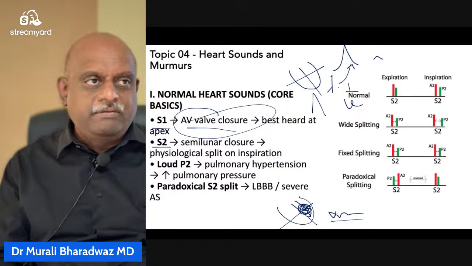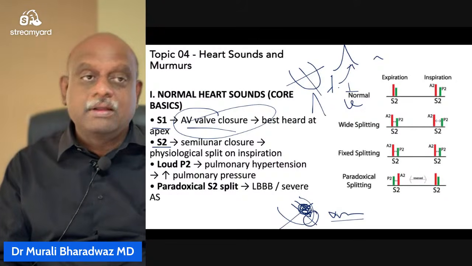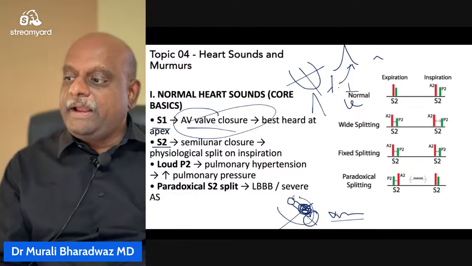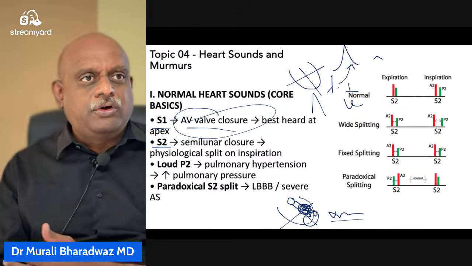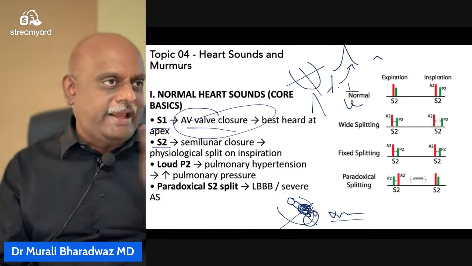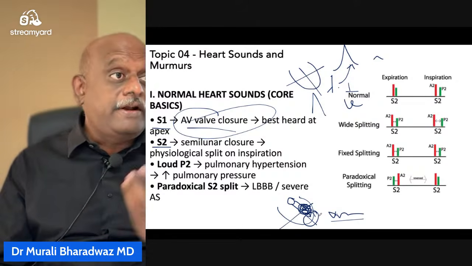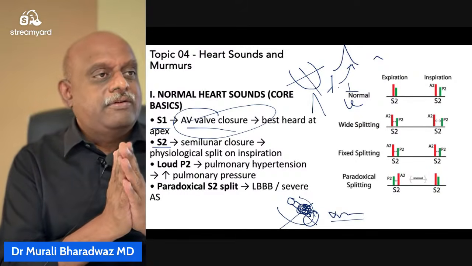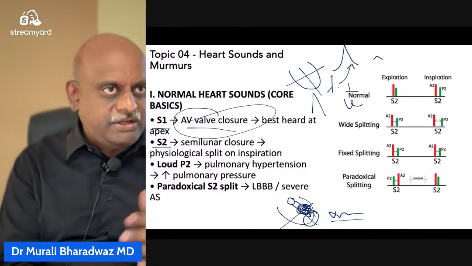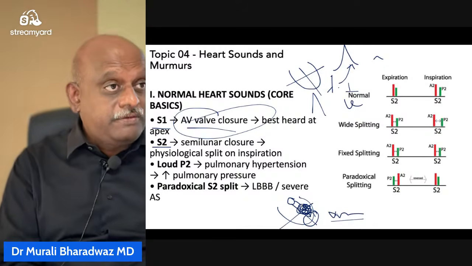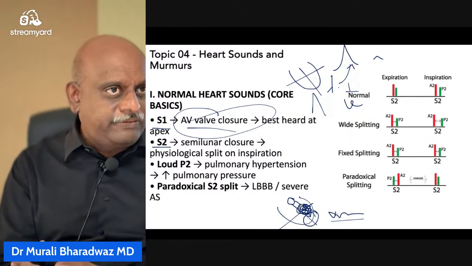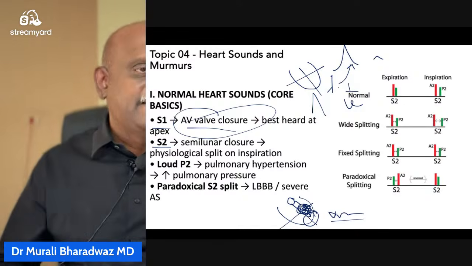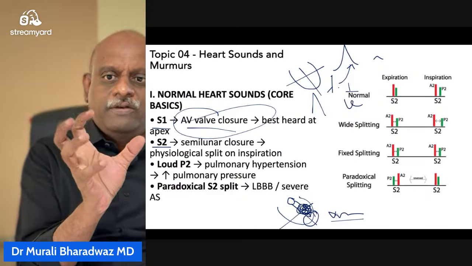The closure of the AV valve is the end of... once more, let's go slow. From the atria into the ventricle, the blood has flown and the ventricle has undergone diastole. At the end of the ventricular diastole, the AV valve closes after the diastole is over. So the closure of the AV valve is an indicator of the end of diastole and the beginning of... after the diastole is over, what will the ventricle do?